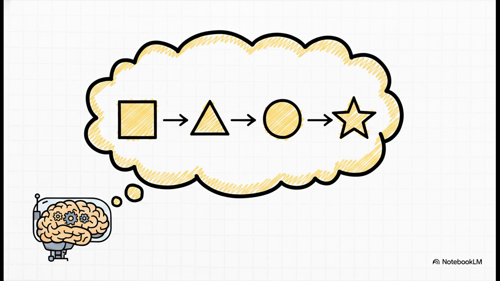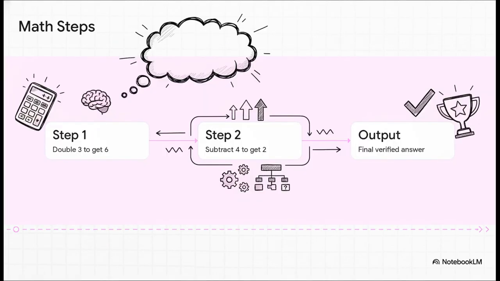But researchers found this totally fascinating hack. By just appending the phrase, "think step by step before answering," to your prompt, you trigger what's known as a chain of thought. You're physically forcing the model's next word prediction to output its intermediate logical steps before it spits out the final answer. This is a real game changer.